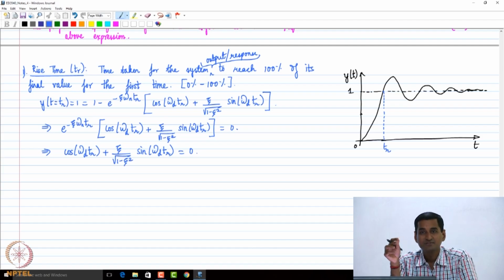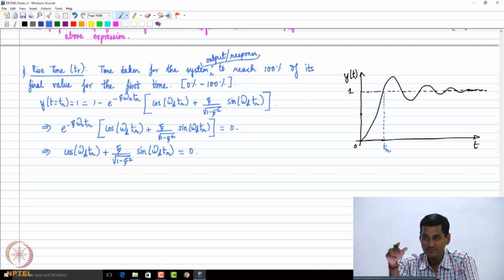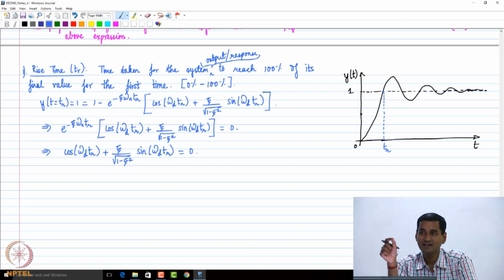Very good. So the rise time is finite, right? So the exponential term, as you said, cannot be 0. The reason is because tr is finite, right? e power minus zeta omega n t will go to 0 as t tends to infinity. But here we are calculating for a finite rise time, tr. So given a finite value of time, e power minus zeta omega n tr cannot be 0.